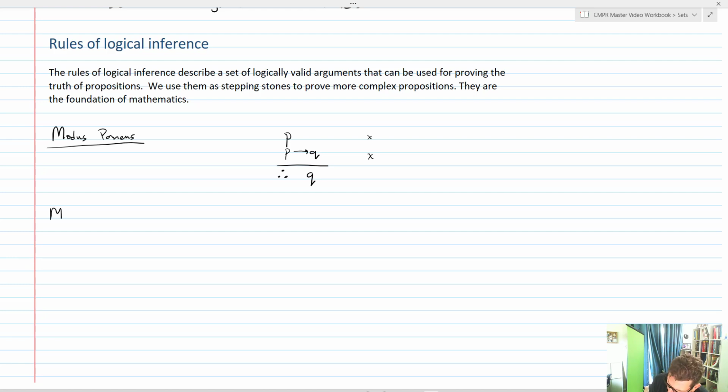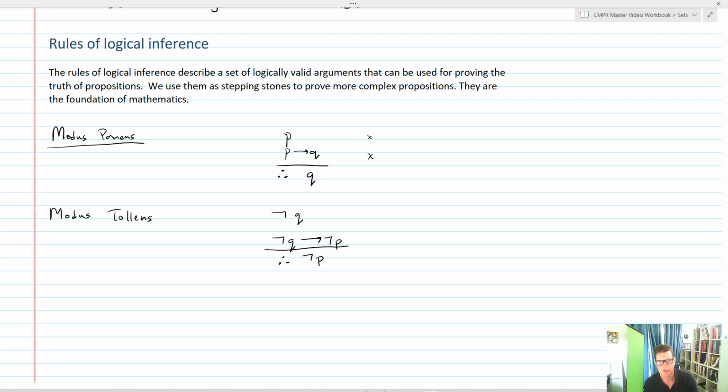The second one is called modus tollens. Modus tollens is going to utilize the contrapositive. It starts out with not Q, and then it'll have the conditional, not Q implies not P, and then what does that give you? Therefore, not P.